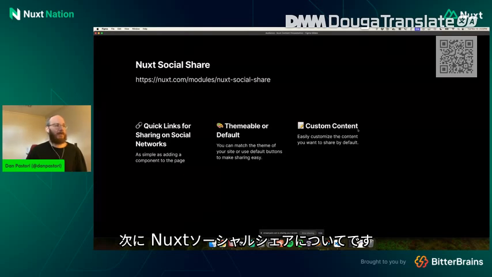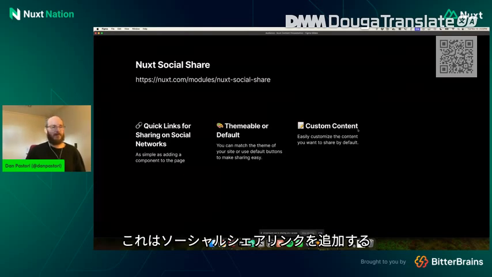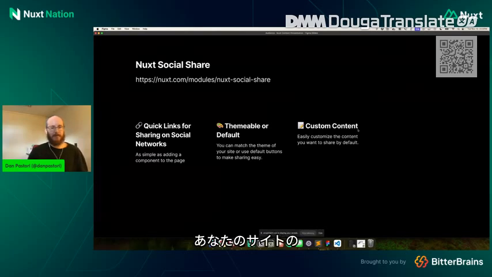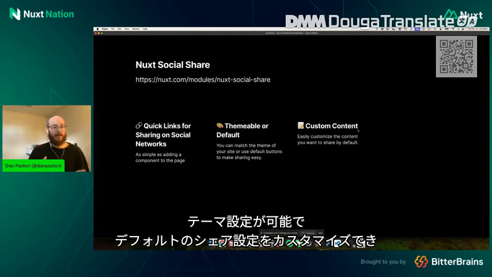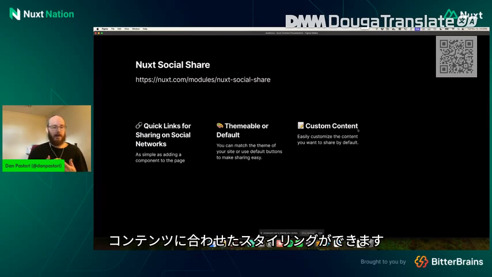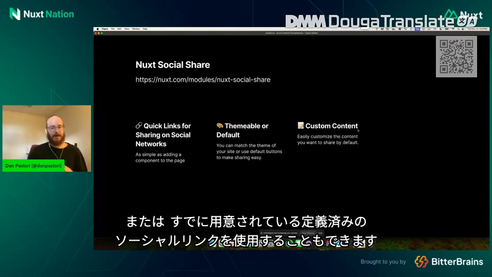Next, we have Nuxt Social Share. This is a really simple way to add social sharing links to all of the pages within your Nuxt content site. They come themable, so you can pass along what you'd like the default share to be, and style it the way that matches your content, or you can use the predefined social links as they come.